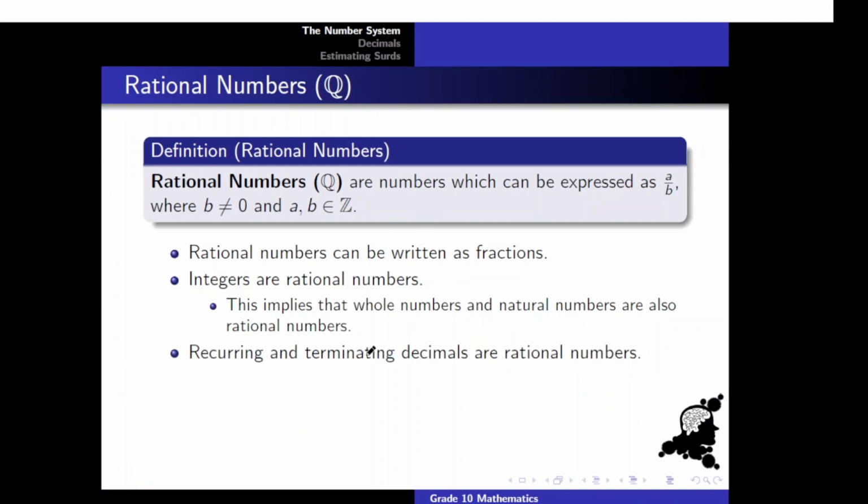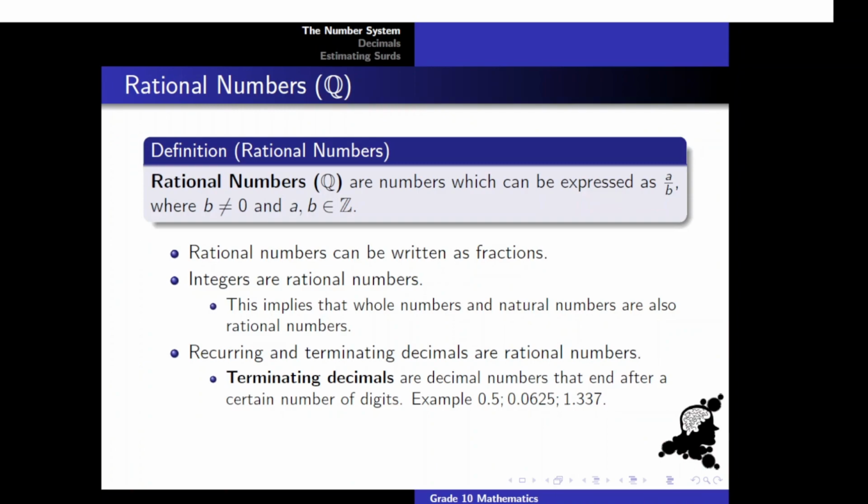We have a new set of words here. Recurring and terminating decimals are rational numbers. Notice, we are talking about decimals. Now, what is a terminating decimal? This is a decimal number that can end after a certain number of digits. Notice 0,5, there's nothing more after the 5. That's a terminating decimal.